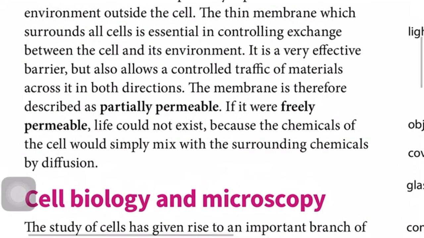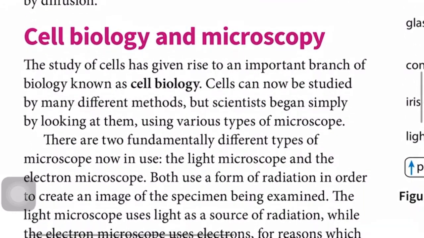So the thin membrane which surrounds the cell is essential in controlling exchanges between the cell and its environment. It is a very effective barrier, but also allows a controlled traffic of materials across it in both directions. The membrane is therefore described as partially permeable. If it were freely permeable, life could not exist, because the chemicals of cells would simply mix with the surrounding chemicals by diffusion, and unwanted chemicals may enter the cell, and so that's not the environment that you want. And what is diffusion? We'll also learn that later.